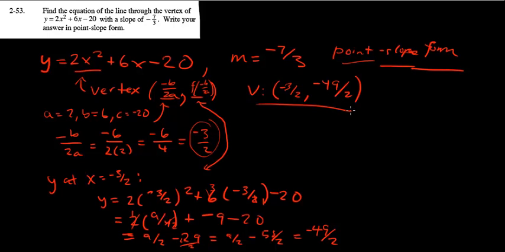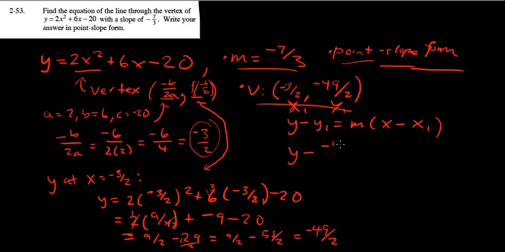So that's our vertex and our slope. And we want to write the equation of the line through this point. We have a point with this slope, so we use point-slope form. Point-slope form is y minus y1 equals m times x minus x1. And then we have x1 comma y1 here and our slope there. So it's just y minus negative 49 over 2 equals m, negative 7 over 3, times x minus negative 3 over 2. Okay? So we can simplify that.